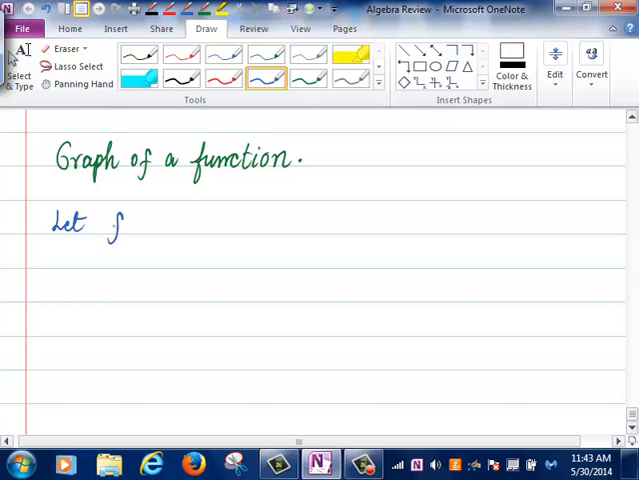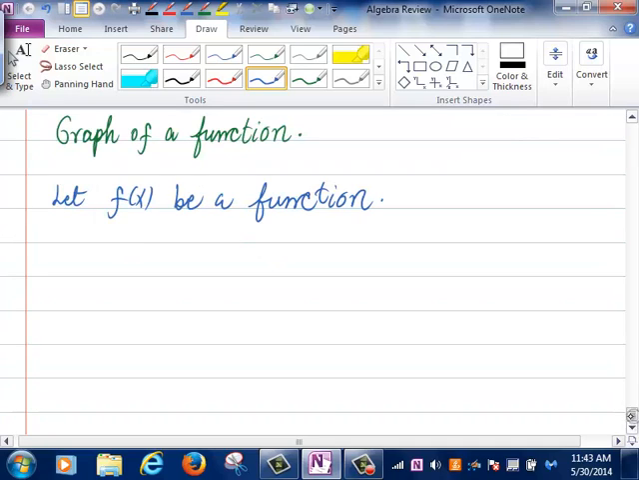Let f of x be a function. If I have a function f, remember, a function is an input-output process: you have an input x, and it gives you an output represented by f of x.